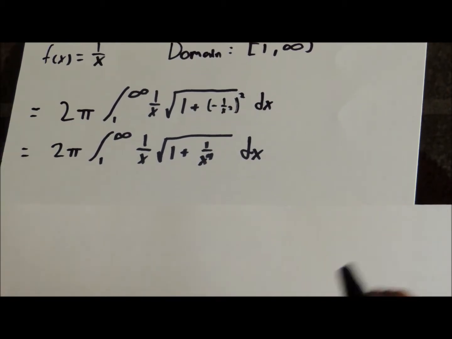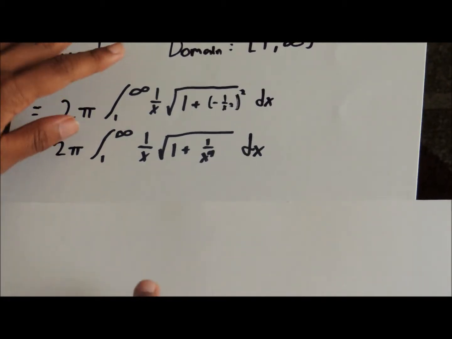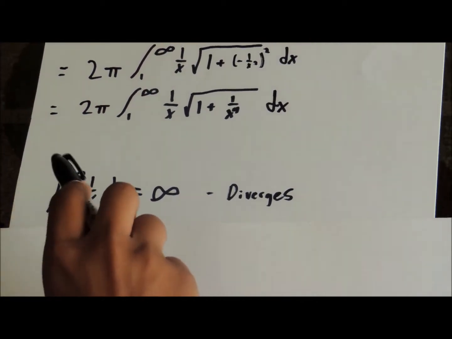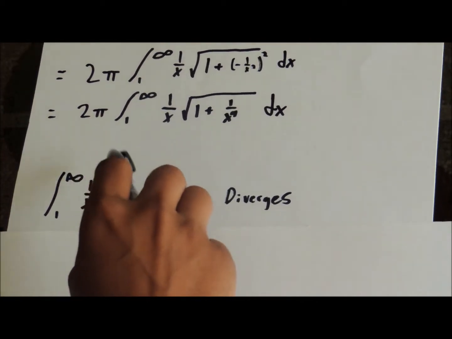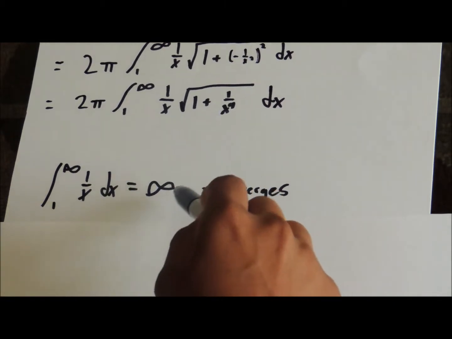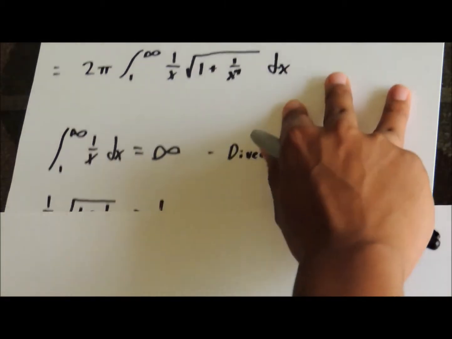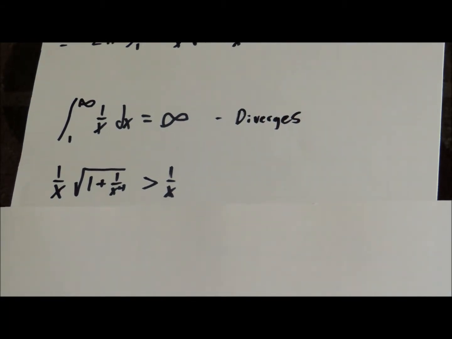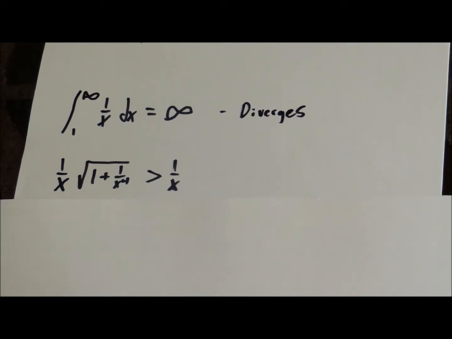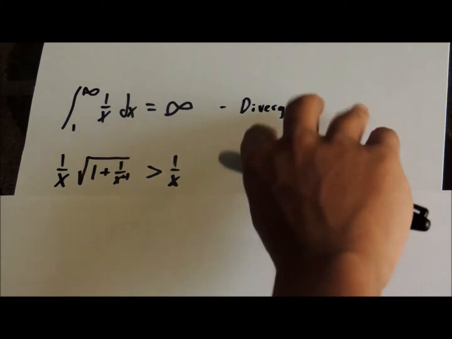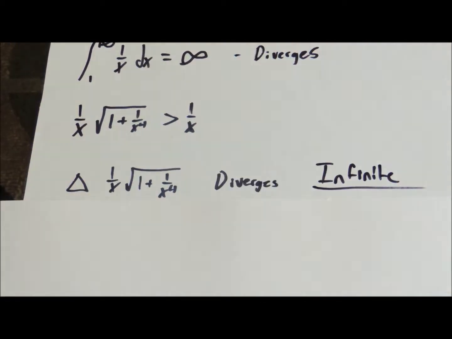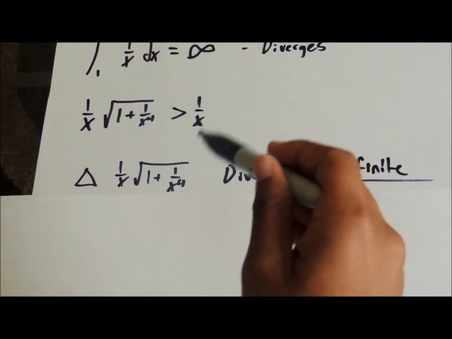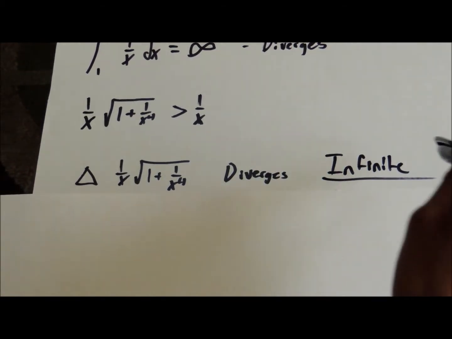Instead of doing a complicated antiderivative, we can just use a comparison test, and we know that the integral of 1 to infinity of 1 over x dx is infinity, which diverges, and since 1 over x times square root of 1 plus 1 over x to the 4th is greater than 1 over x, we can determine that 1 over x times square root of 1 plus 1 over x to the 4th diverges as well, which is infinite.